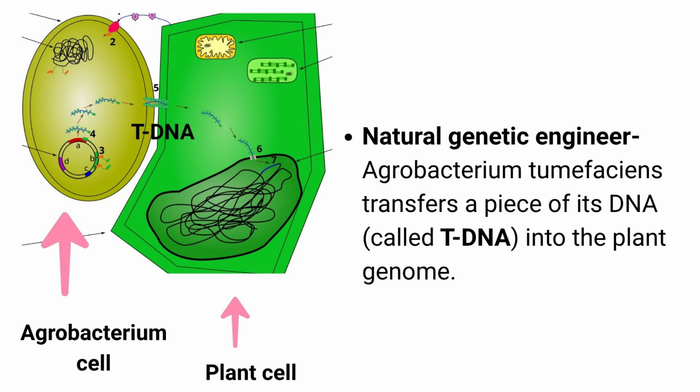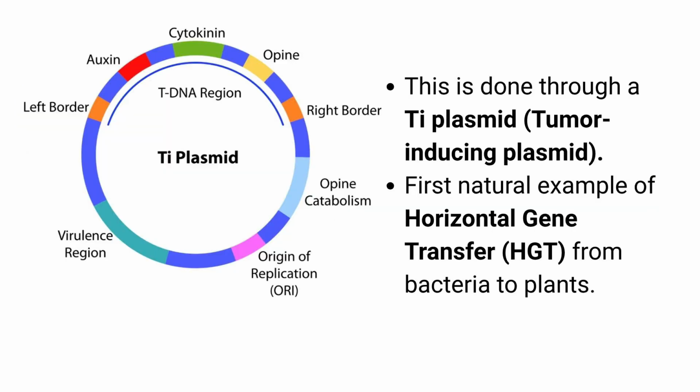Agrobacterium tumefaciens is called a natural genetic engineer. This is because it transfers a piece of its DNA called tDNA into the plant genome. The transfer of tDNA is done through a Ti plasmid or tumor-inducing plasmid. This is the first natural example of horizontal gene transfer from bacteria to plants.